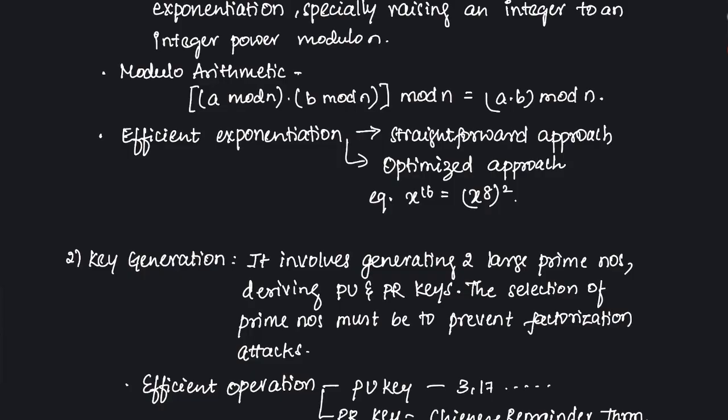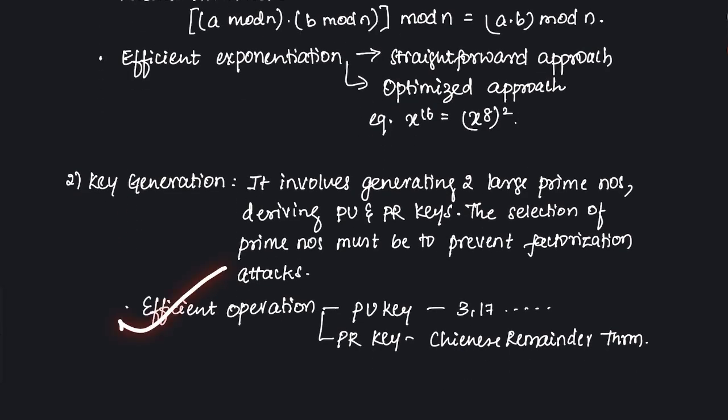So the more tests a number passes with different random bases, the higher would be the confidence that it is a prime number. Speaking about the efficient operation, public key efficiency. In order to enhance the performance, we will be selecting the choices of E in this range, 3, 17 and so on, which will minimize the number of multiplications during the encryption process. Then private key. Calculating m is equal to c power d mod n can be sped up by using the Chinese remainder theorem, CRT, which allows for computations modulo p and q separately.